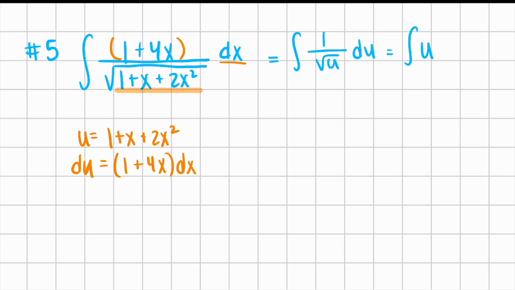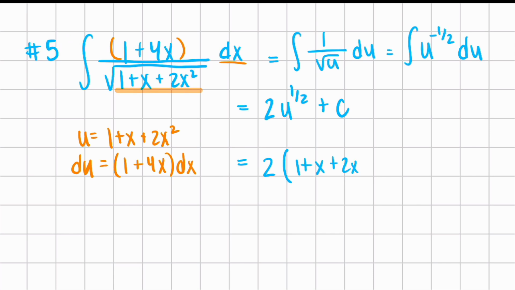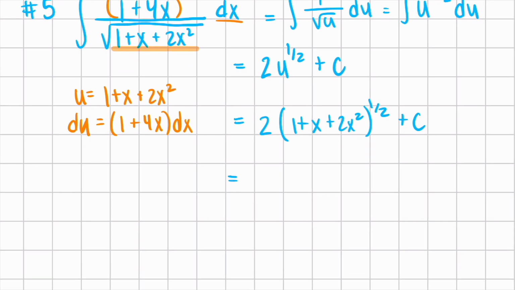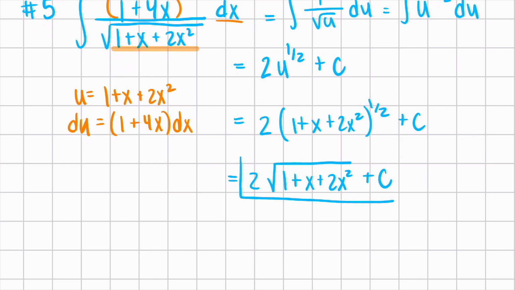To make integration easier, I'm going to rewrite 1 over the square root of u as u to the negative 1/2. Let's do our integrating. Negative 1/2 plus 1 is positive 1/2. Flip the fraction, and we're multiplying by 2 out front. Replace it to have my x's back in there. And we don't really write our answer to have a 1/2 power, so I'm going to rewrite it with the radical. And we have our answer.